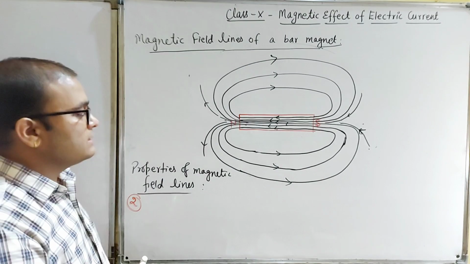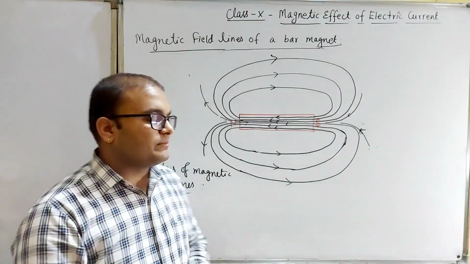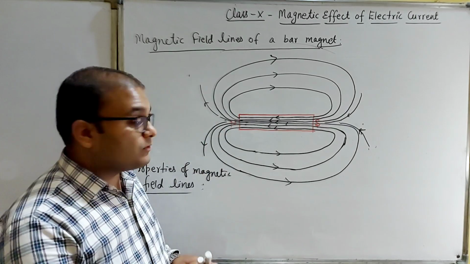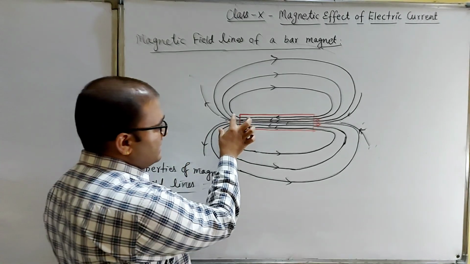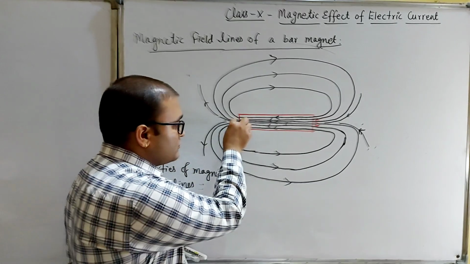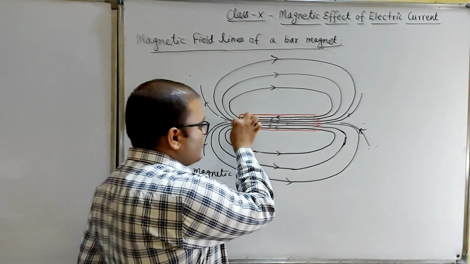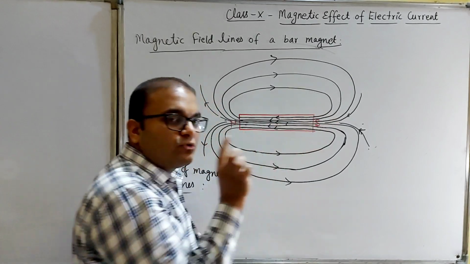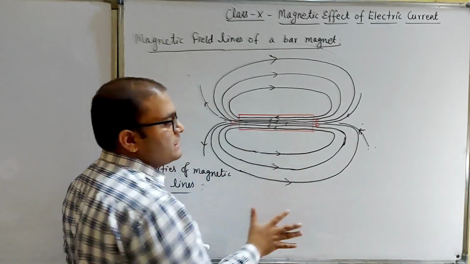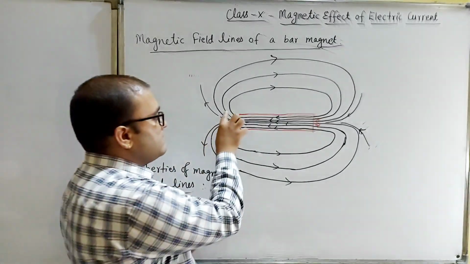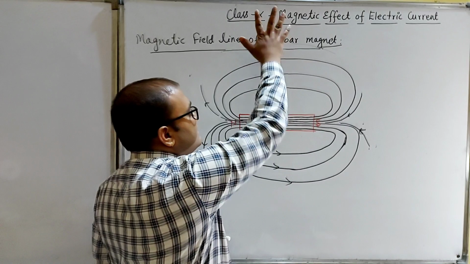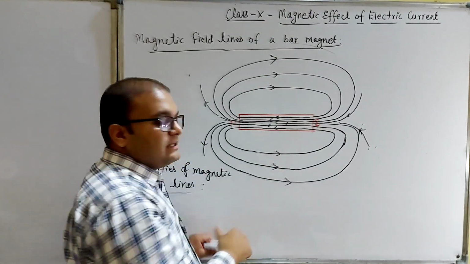Okay. So please first understand what is the second property of magnetic field lines. Magnetic field lines are closer at the poles. You can see here, closer at the north pole and closer at the south pole, but they are widely spread at the other places. Means magnetic field lines are closer to the north pole and the south pole, and they are widely spread at the other areas.